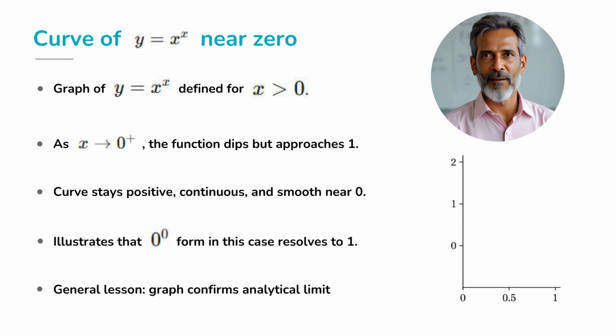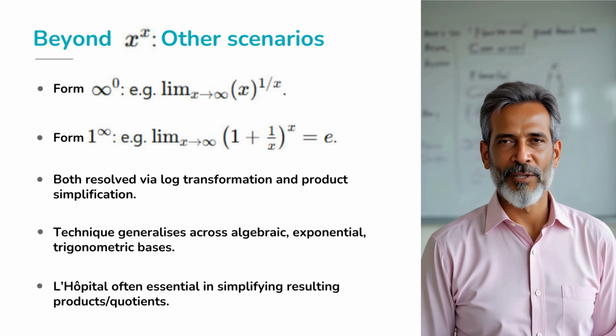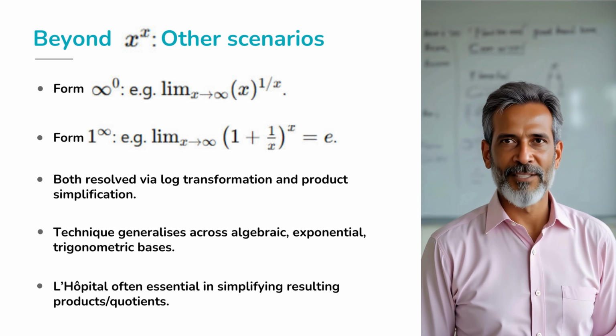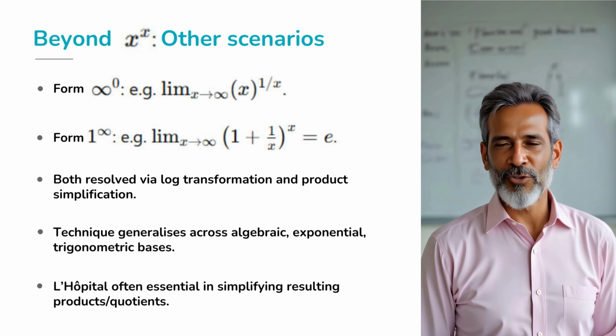Always remember, graphs are like a second opinion from a doctor. They confirm the diagnosis. Now, beyond x raised to the x, there are many other juicy cases. For example, infinity to the power 0. If I take the limit as x tends to infinity of x raised to 1 over x, the base explodes to infinity, but the exponent shrinks to 0. Using the log trick, you'll find that the limit is 1.